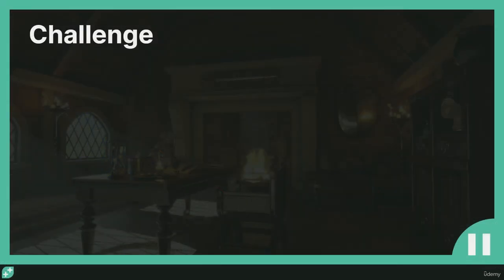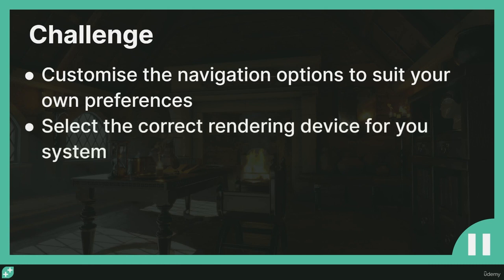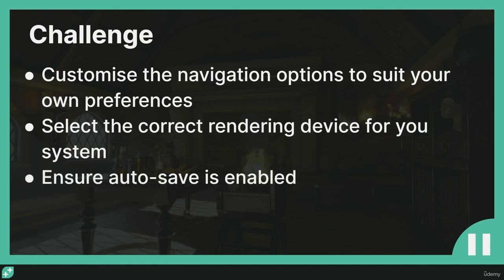Okay, so it's challenge time again. Your challenge in this video is to customize the navigation options to suit your own preferences. So this could be looking at zoom to mouse position, orbit around selection, or it could be setting up the number pad or 3-button mouse emulation. Make sure to select the correct rendering device for your system. So this just means choosing between CUDA, OptiX, or the options for AMD GPUs or Intel GPUs. Make sure autosave is enabled. This is really crucial because you don't want to be losing any of your hard work.